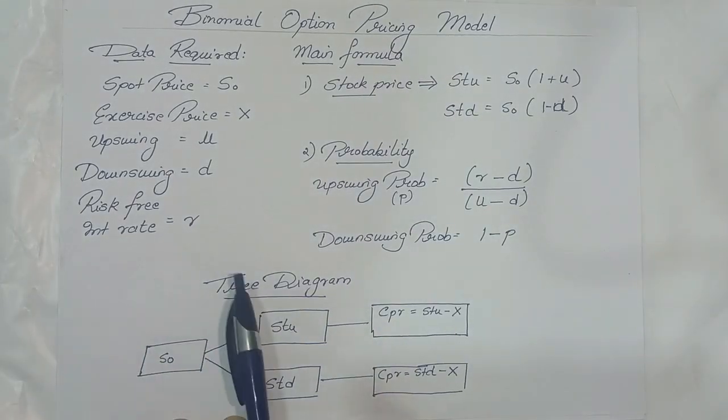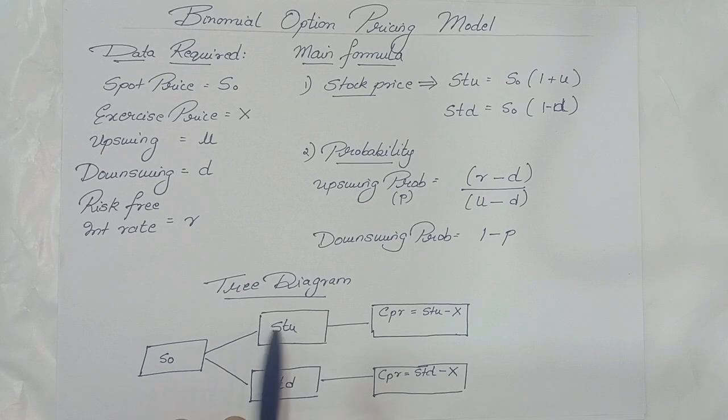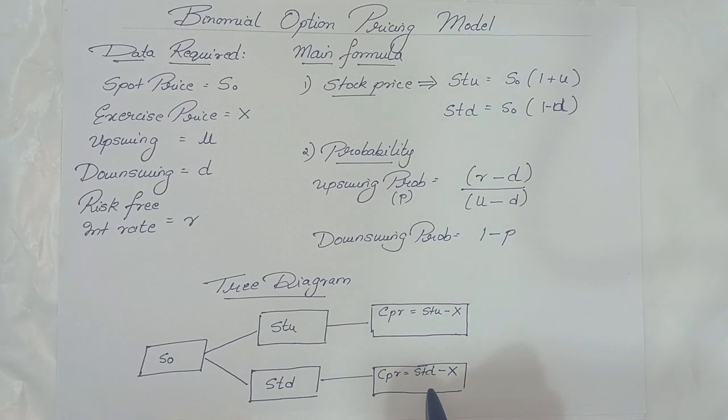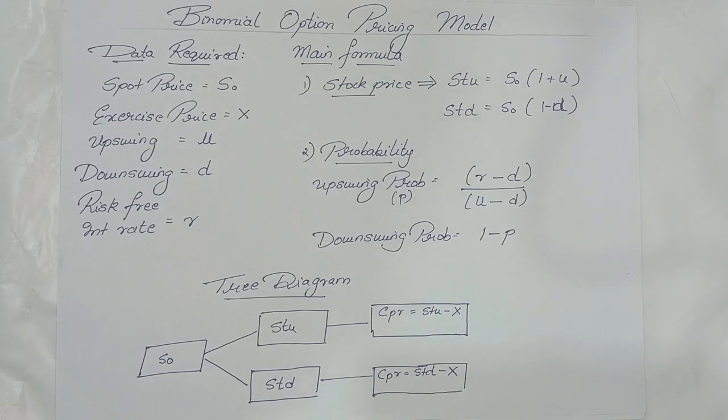Then the tree diagram that we'll have to prepare will start with the spot rate. We'll have the stock price under upswing and downswing noted down, and then we'll have to find the call profit during the upswing and call profit during the downswing. First of all, I want everyone to note down this particular data, the formulas and the tree diagram, the basic diagram.